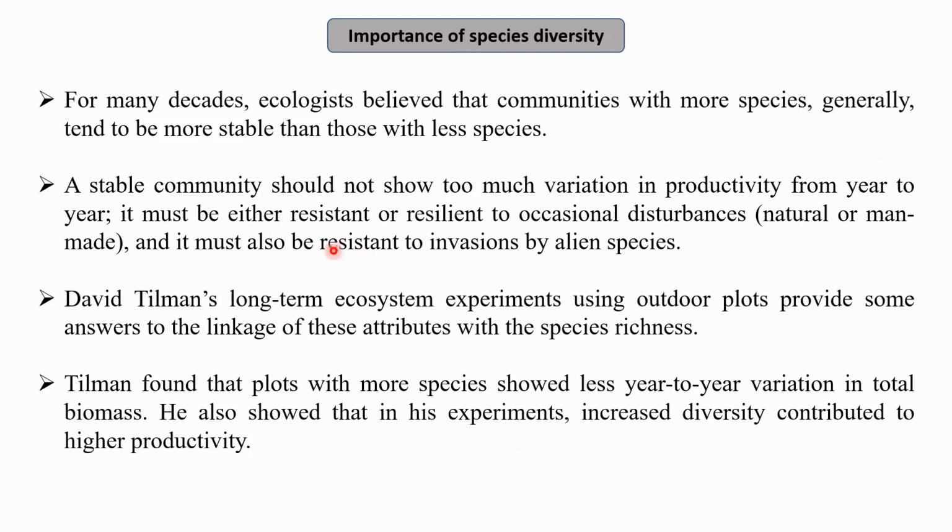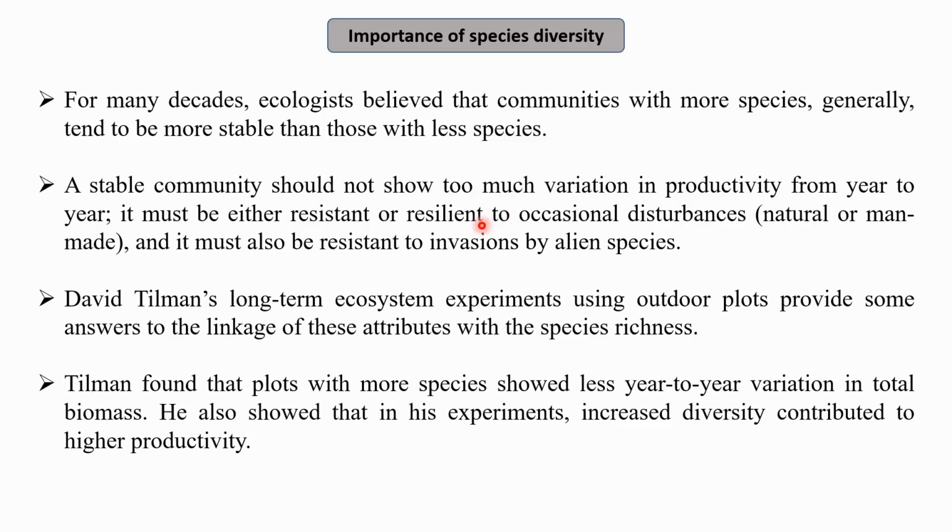For many decades, ecologists believed that communities with more species generally tend to be more stable than those with fewer species. However, a stable community should not show too much variation in productivity from year to year. It must be either resistant or resilient to occasional disturbances, which may be natural or man-made, and it must also be resistant to invasion by alien species. So this is the definition of a stable community.